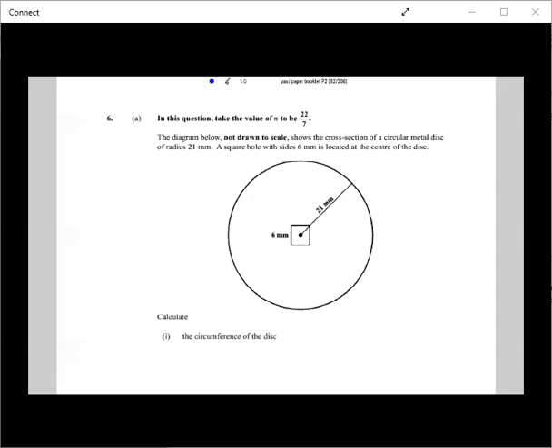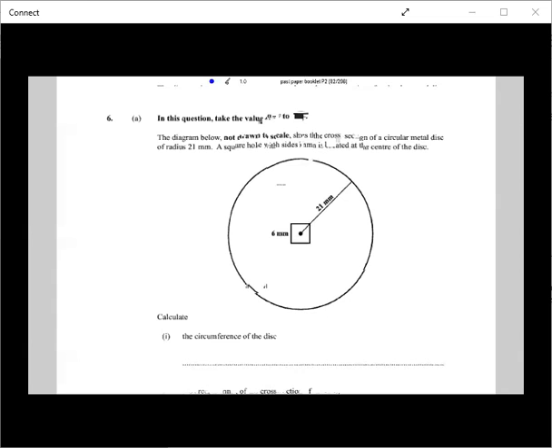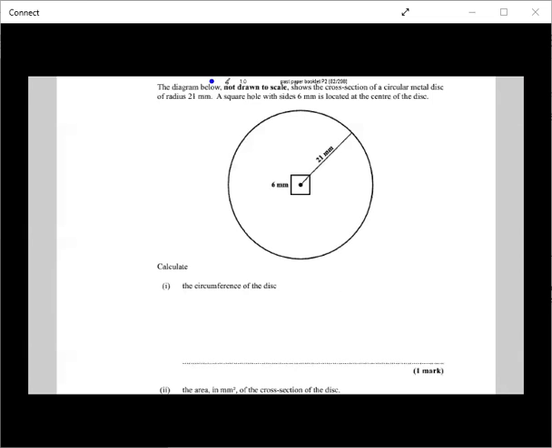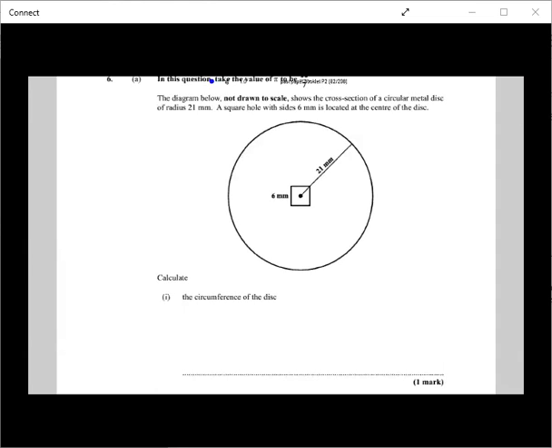All right, the question says, in this question, we're to take pi to be equal to 22/7. We said that the diagram below, not drawn to scale, shows the cross-section of a circular metal disc, radius 21 millimeters. A square hole with sides 6 millimeters is located at the center of the disc. We're to calculate the circumference of the disc.